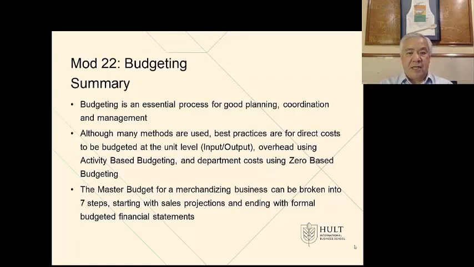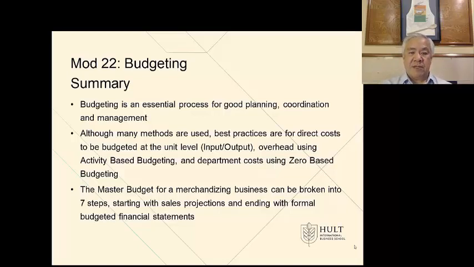And summarizing, budgeting is an essential process for good planning, coordination, and management. And although there are many methods used, the best practices are for direct costs to be budgeted at the unit level. That's called the input-output method. And for overhead, we use activity-based budgeting. And department costs, we use zero-based budgeting. These techniques in combination will lead to the most accurate and most useful budgeting process and results.